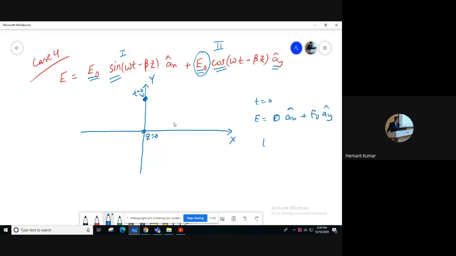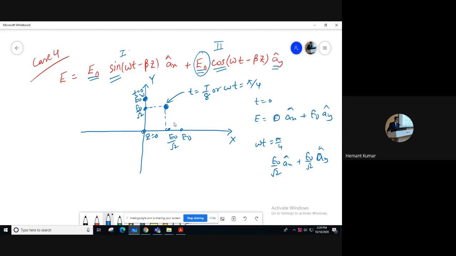Similarly, put omega t equal to pi by 4. If you put pi by 4, you will get E naught by root 2 ax plus E naught by root 2 ay. Suppose this is E naught, then E naught by root 2 is this. Then at omega t equal to pi by 4, we will get this point.